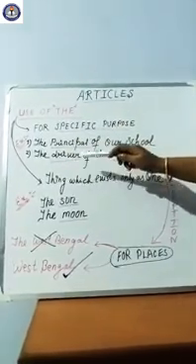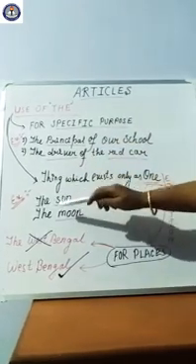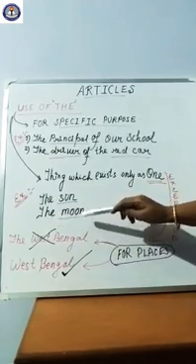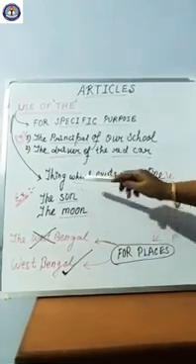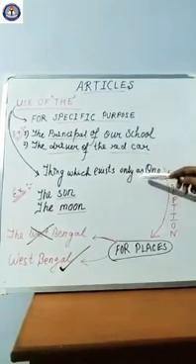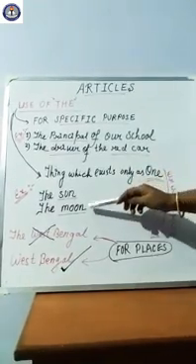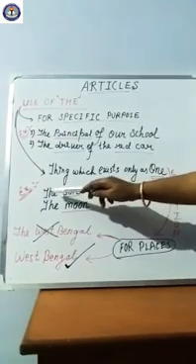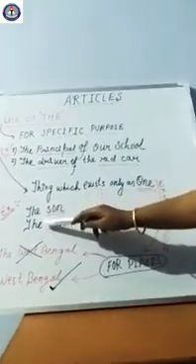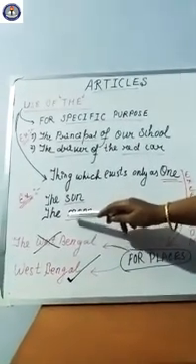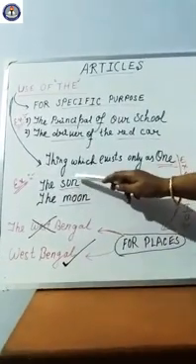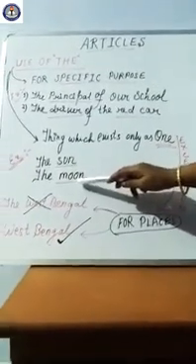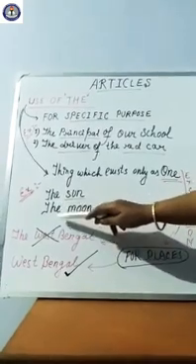Okay, clear? Now next, look at this example. The sun and the moon. A thing which exists only as one, then we use The. Before this we use The. Okay, clear? And here also the moon, because we know there is only one sun, there is only one moon. So here we use The.